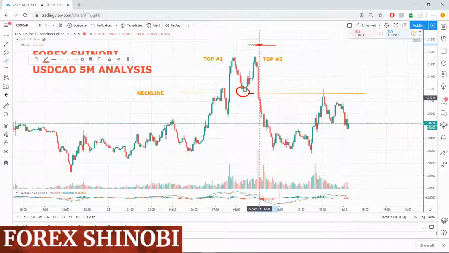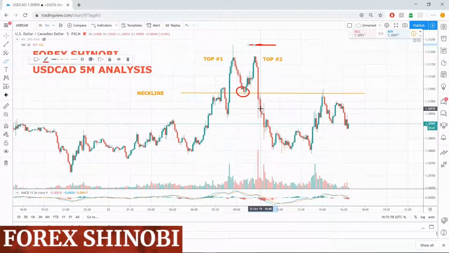So immediately after this, we can identify this area that I've circled right here, the red circle, as a neckline, and price broke through it cleanly on high volume. So if you were to enter here at about the 1.3100 level, it'd be an easy quick 20 pips all the way down here.